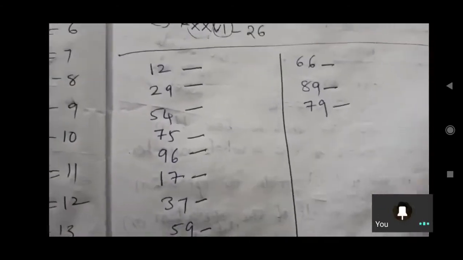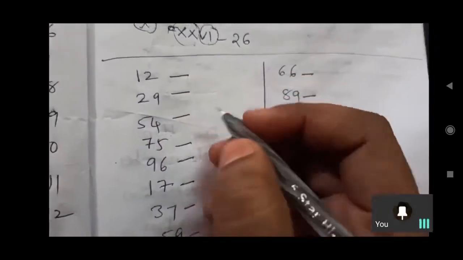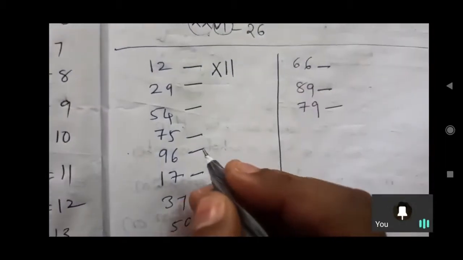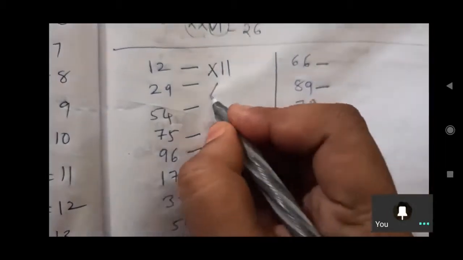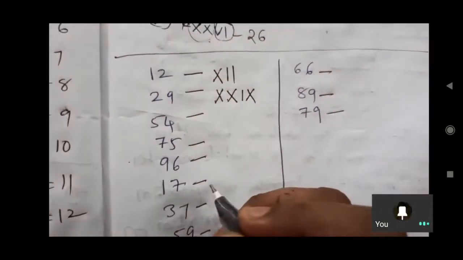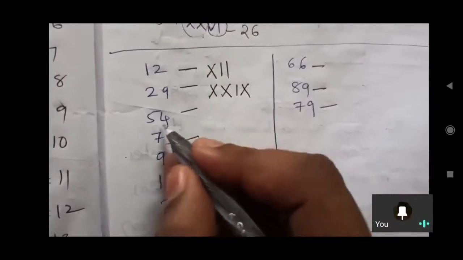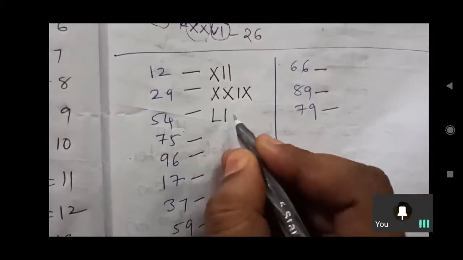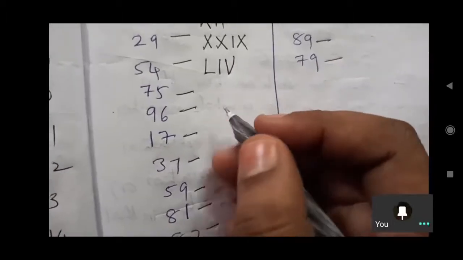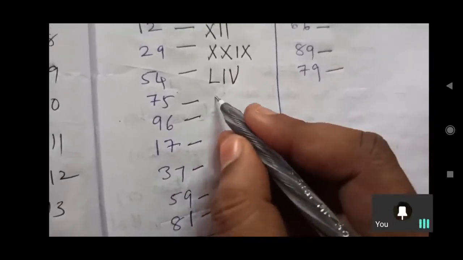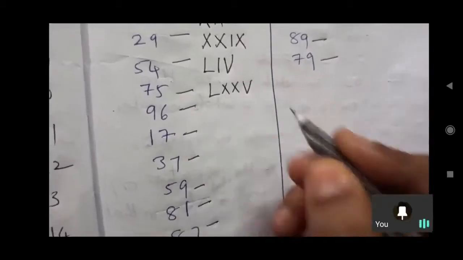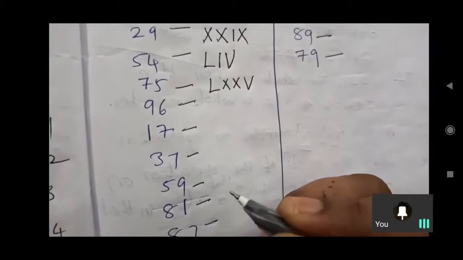Okay. 12. Say for 12. XII. Yes. 29. XXIX. 1 before 10. Yes. 54. L, IV. Yes, correct only. 75. 70 means LXX. Yes, 70 only? 5. Okay, is it correct?